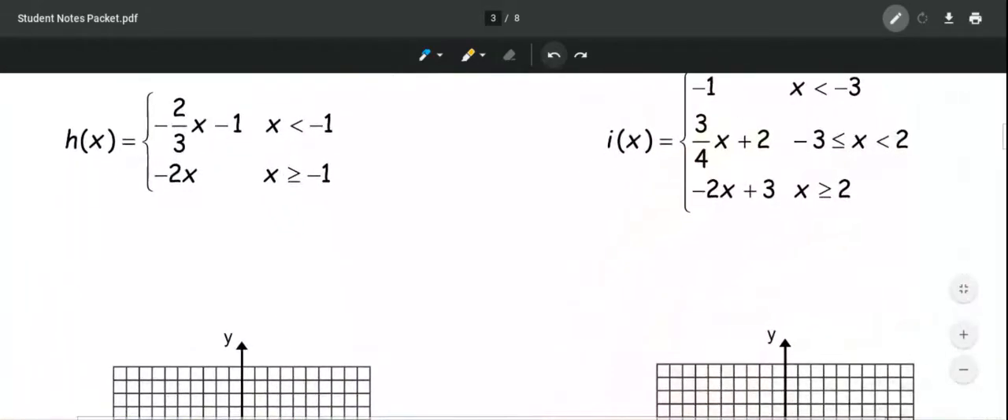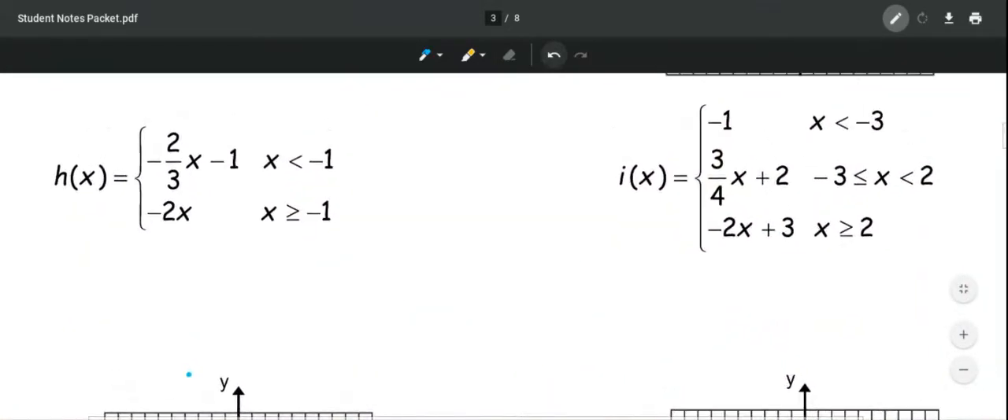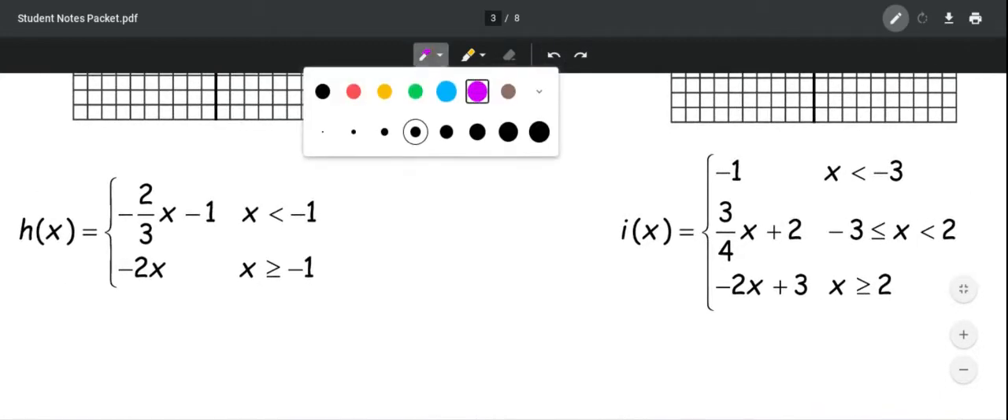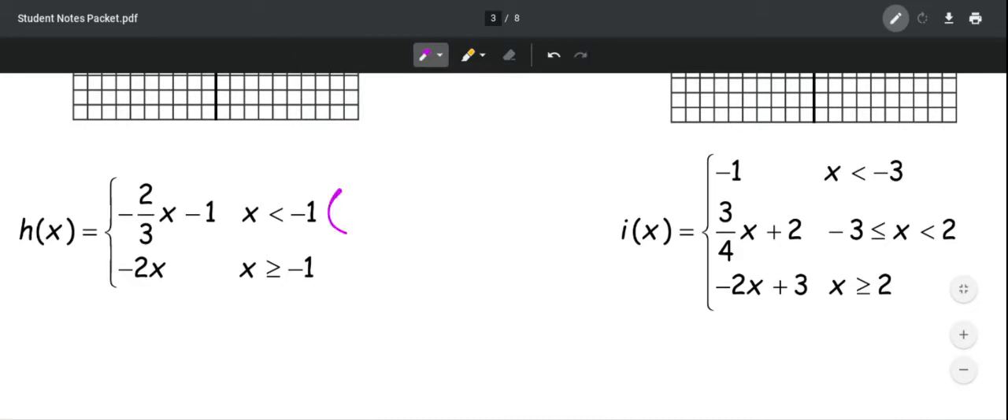All right, so let's see if you can do this one. You don't have to graph it quite yet, but see if you can do the boundary point. So pause it and see if you can come up with your 2 points.